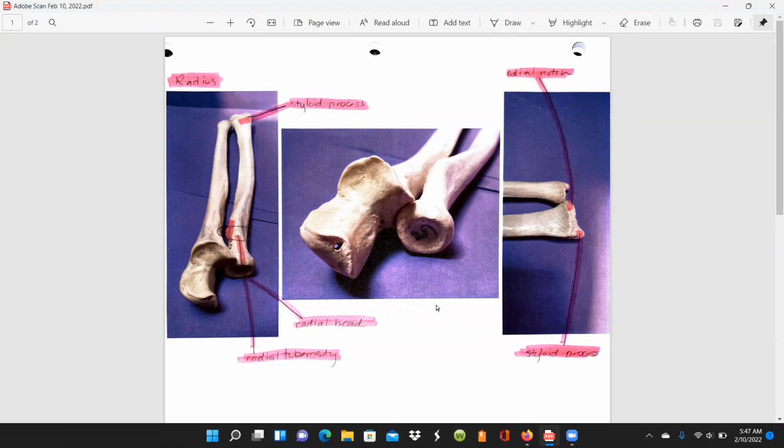And then lastly, we have the styloid process right here, which is actually the distalmost point of the bone. And just to remember, on the radius, the smooth concave surface of the distal end of the radius should face anterior, and the styloid process should point towards the thumb.